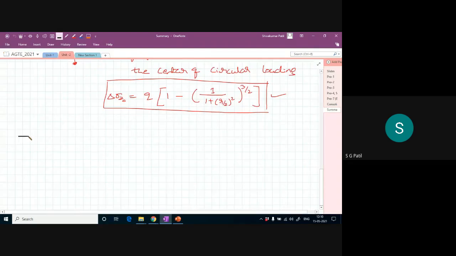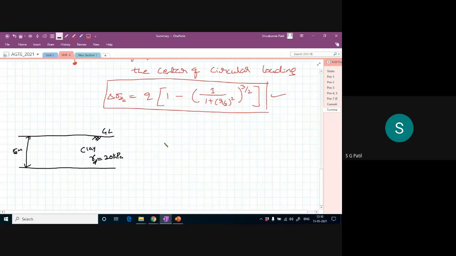Here this is my ground level, and I have a 5 meter deposit of clay. Its unit weight is something around 20 kilopascal per meter cubed. Let me take it as a dry unit weight. There is no water table.